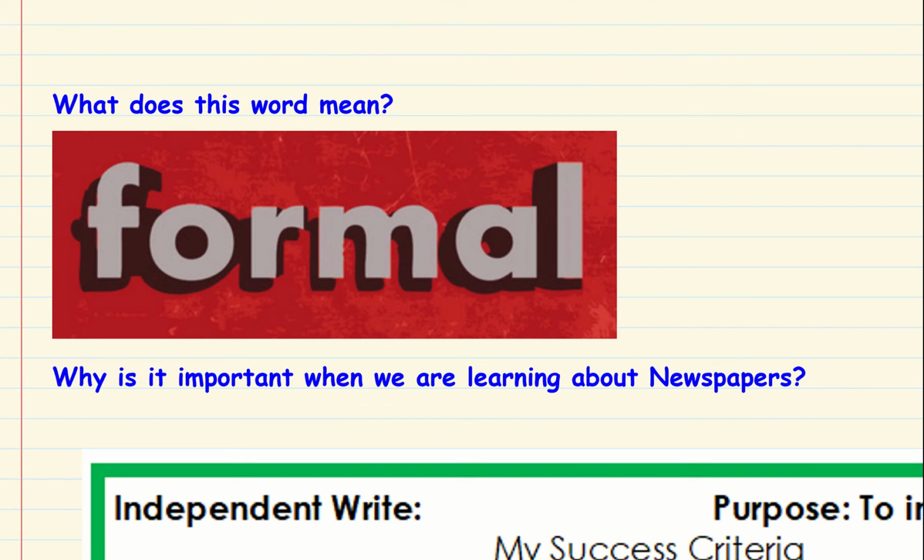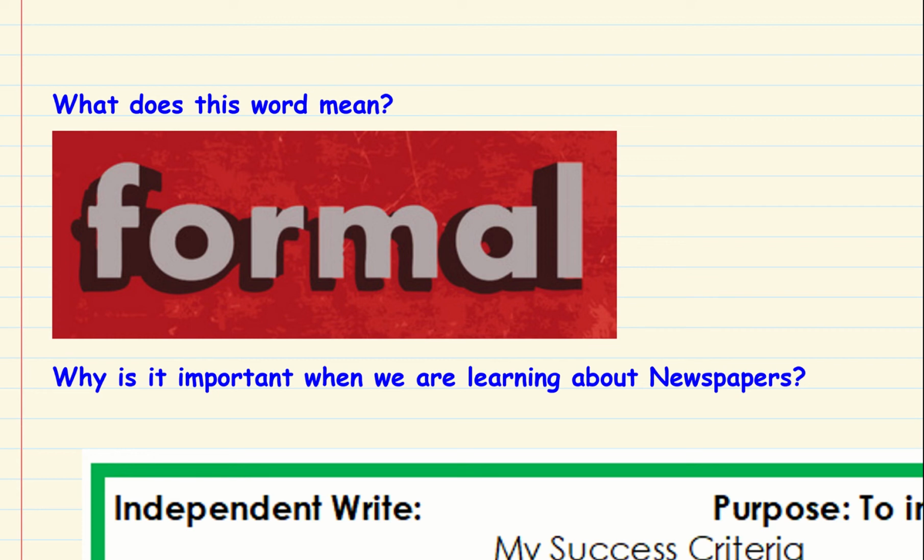Right, we've looked at this for the past week now. What does this word formal mean? Because I need to make sure that when I'm writing my newspaper, I am using formal language. So what does that mean? Can you pause the video and tell someone or jot it down? Off you go.